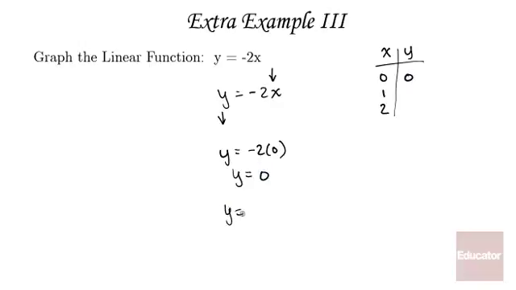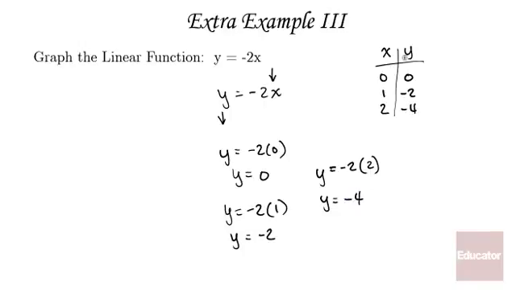And then y equals negative 2 times 1, and y equals negative 2. And then y equals negative 2 times 2, and y equals negative 4. So here's our input and our output, and that has created for us 3 ordered pairs.